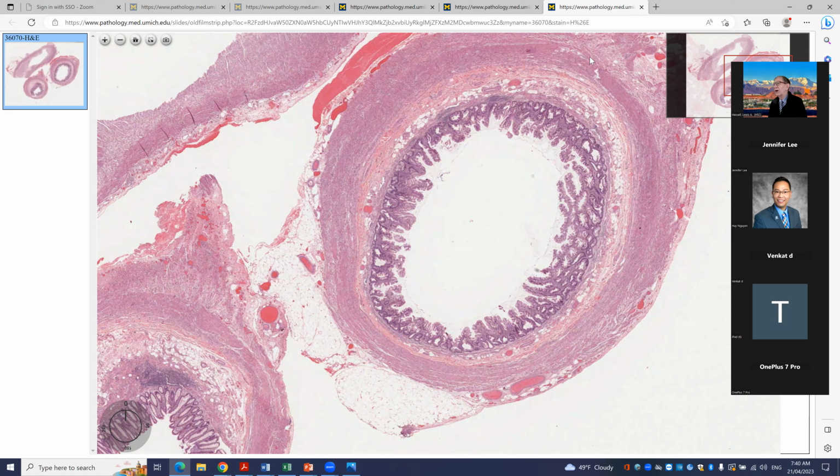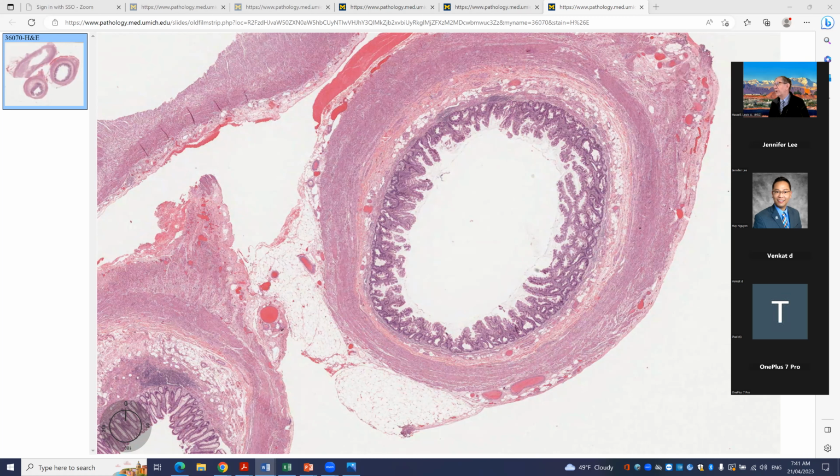Okay, question here. Yeah, very good, Venkat, very good. Boat-shaped crypts. I like that description. Boats or boots, some people like to use the cowboy boot analogy rather than boats, but either way, you get this abnormal shape to the deep crypts. Okay, let's go on to the next case.